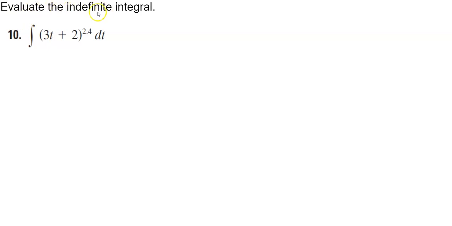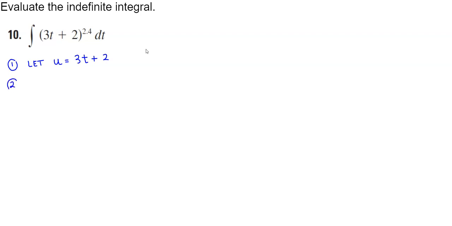Evaluate the indefinite integral. So here we have the integral of (3t + 2)^2.4 dt. So the first thing we're going to do is use substitution, and we're going to let u equal the quantity inside the parentheses. So we're going to let u equal 3t + 2.